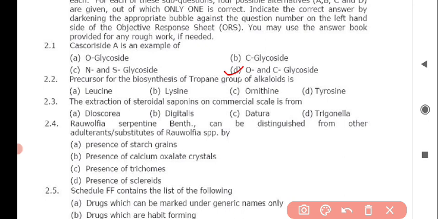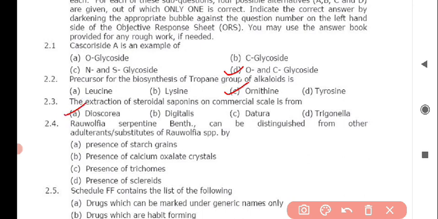Next question: the precursor for the biosynthesis of the tropane group of alkaloids is. The correct answer is option C, ornithine. Next question: the extraction of steroidal saponins on a commercial scale is from. The correct answer is option A, that is Dioscorea.